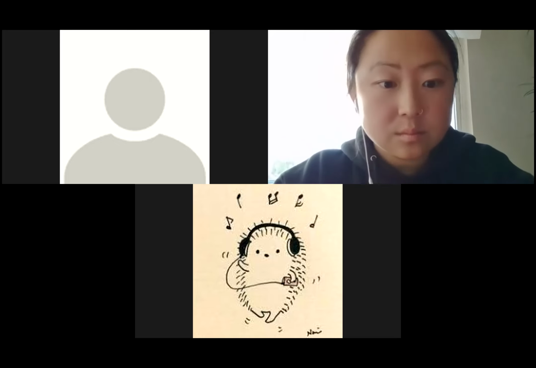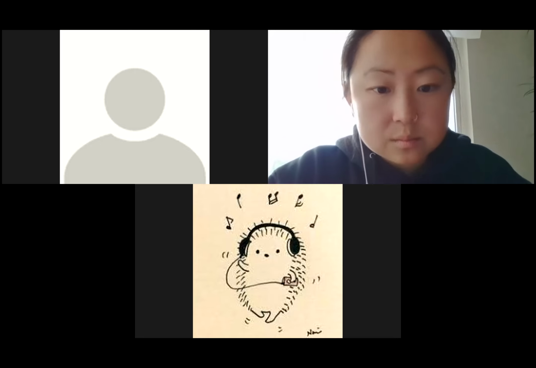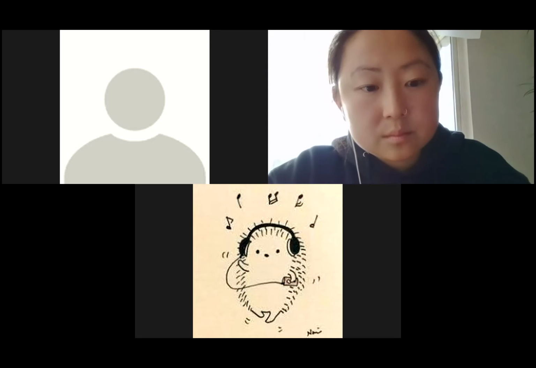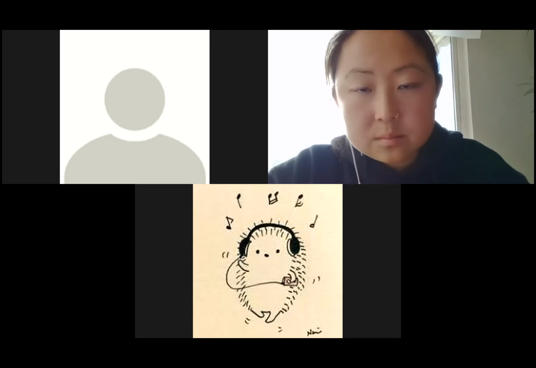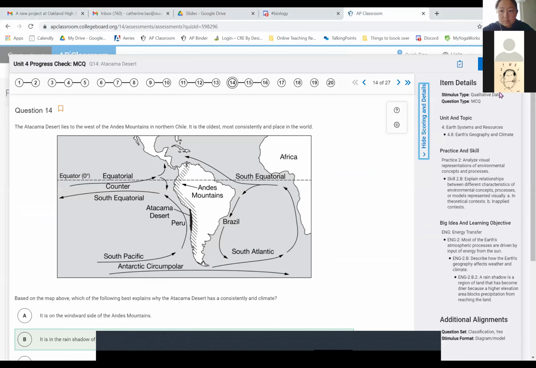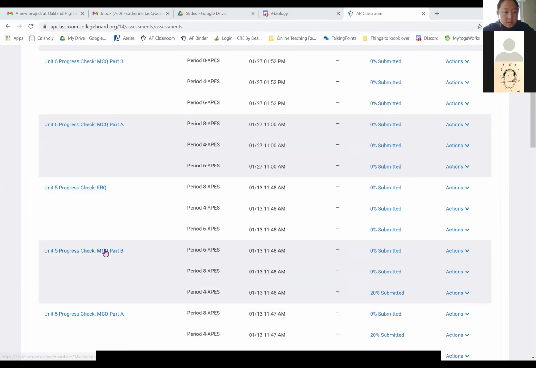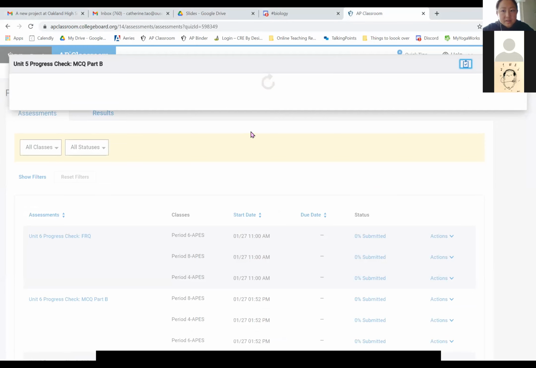On Unit 5 MCQ Part B, how to calculate which foods use up more water. Okay, so let's go to part B. This is where they try to sneak in some math, which just feels very odd.